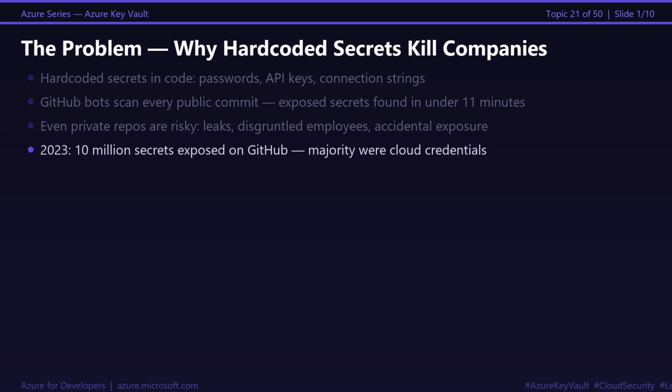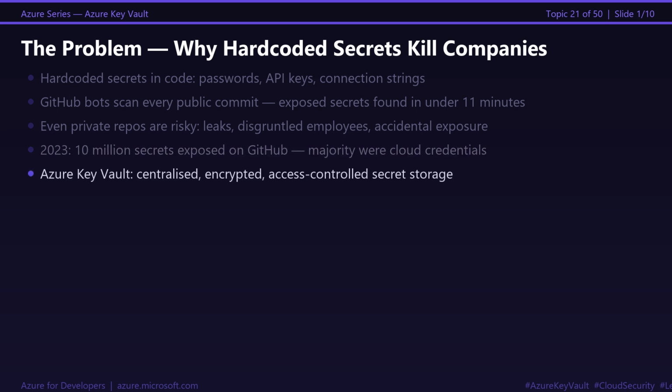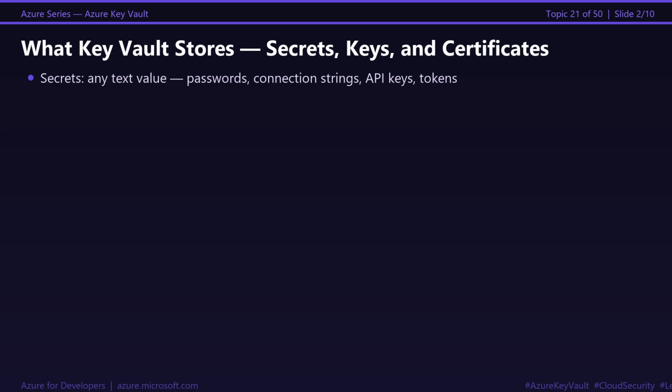Key Vault stores 3 types of sensitive material. First, secrets. These are simple key-value pairs. Database password. API key. Connection string. OAuth token. Anything you would otherwise hardcode, it goes here instead.